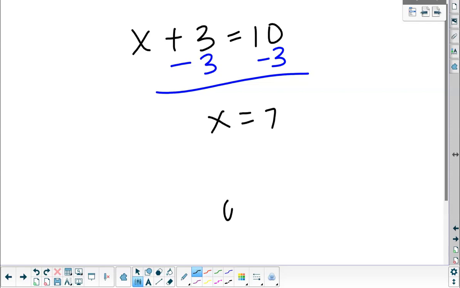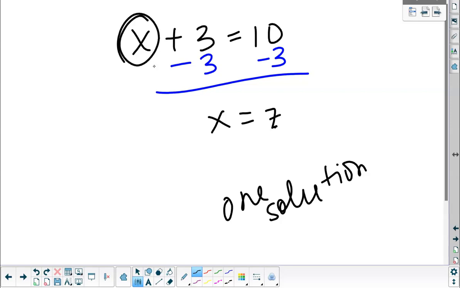So this is what we call one solution, where the number 7 can be substituted in for the letter x, and that is the only number that would work. 7 plus 3 is 10. No other number will work. 5 plus 3 is not 10. 2 plus 3 is not 10. So this is known as the one and only solution.